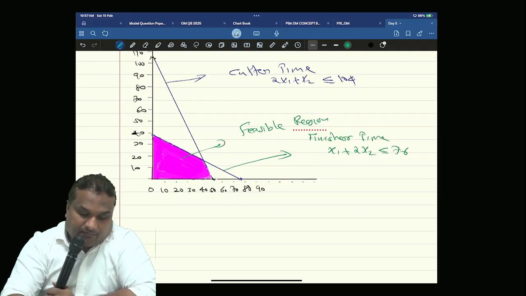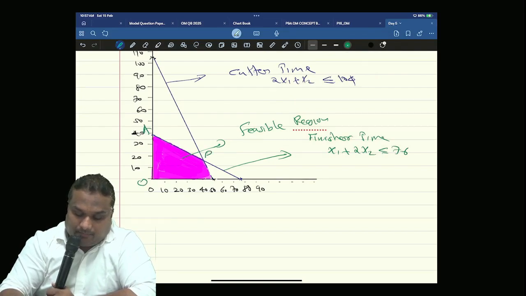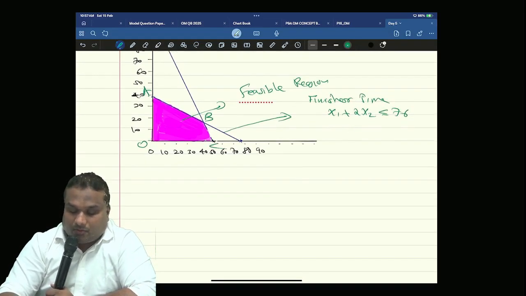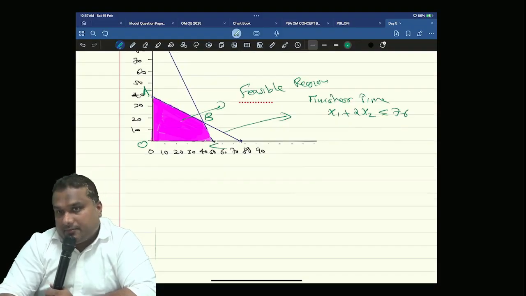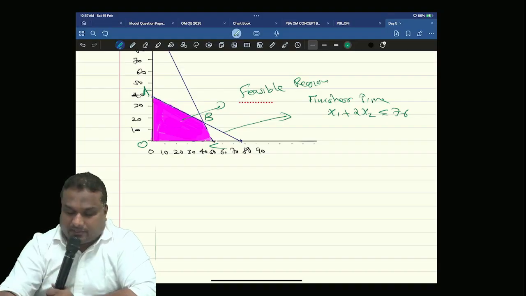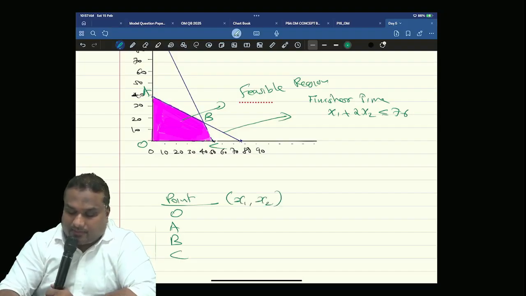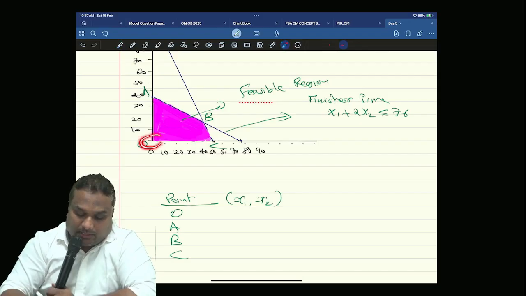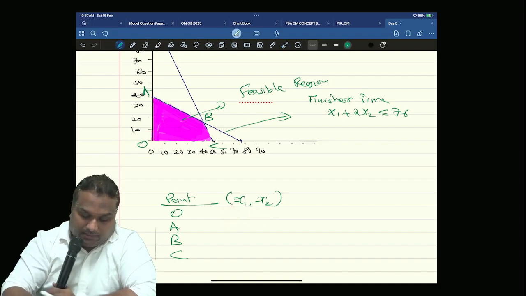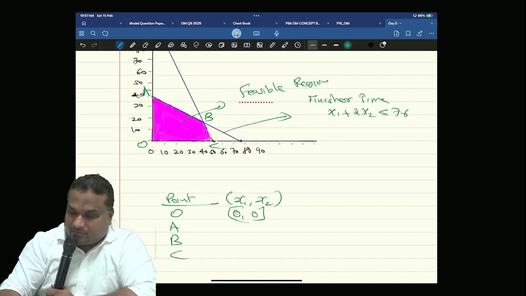Now, look at here. The feasible region which we marked has the points O, A, B, C. Why O? O is always 0, 0. Now look at the board. The points are O, A, B, C, with coordinates x1, x2. At point O, this is 0, 0. Correct?